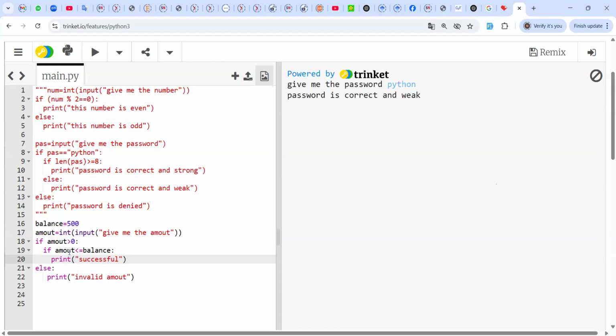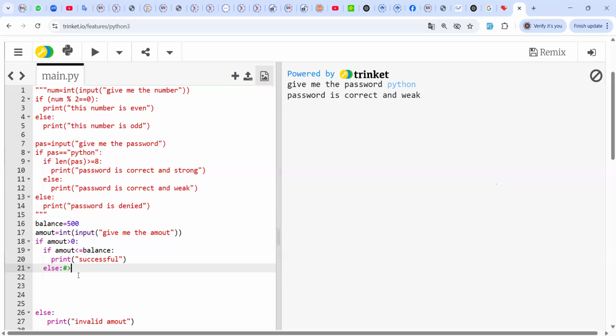Successful. But else. We're going to type else. This else means the opposite of this operator. The opposite of this operator is what? Greater than balance.